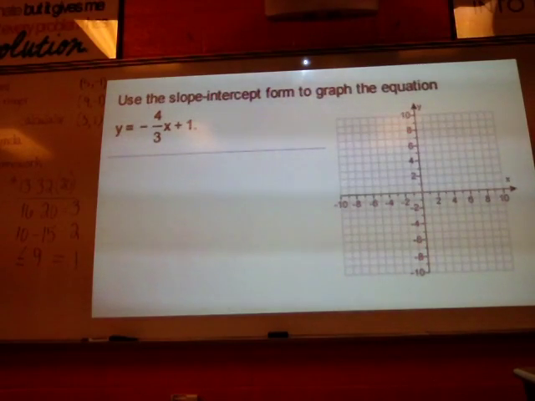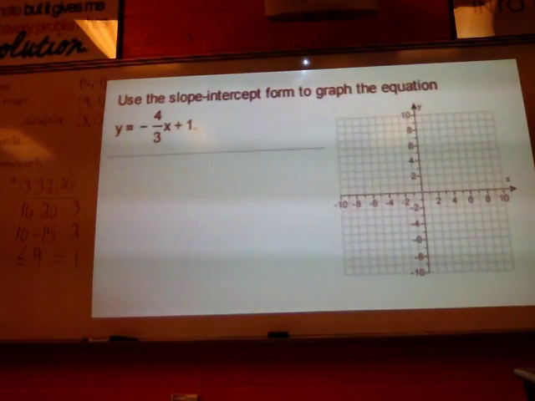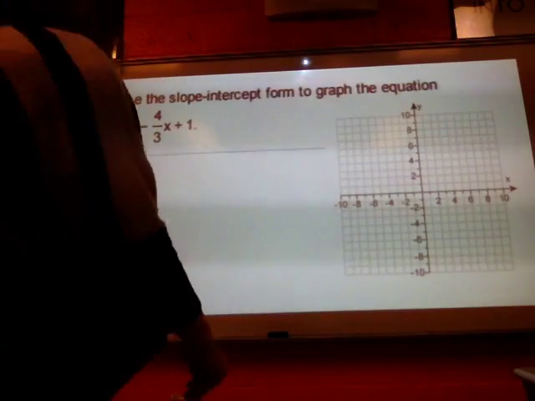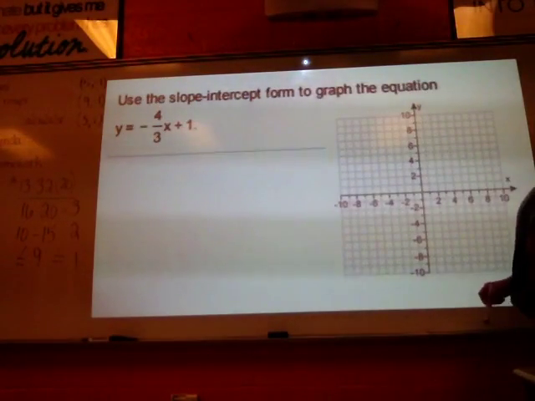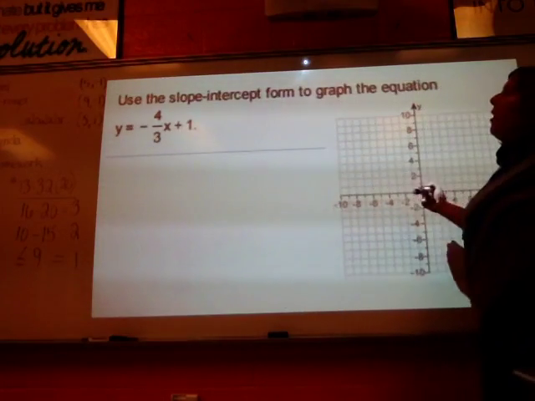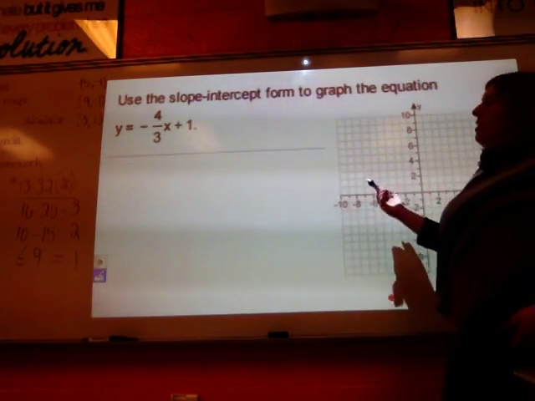All right, this equation is a great one. Probably one that if you missed it, it was because you weren't being very careful. Other than that, it's probably going to be amazing. So it gives us: use the slope-intercept form to graph the equation of a line.